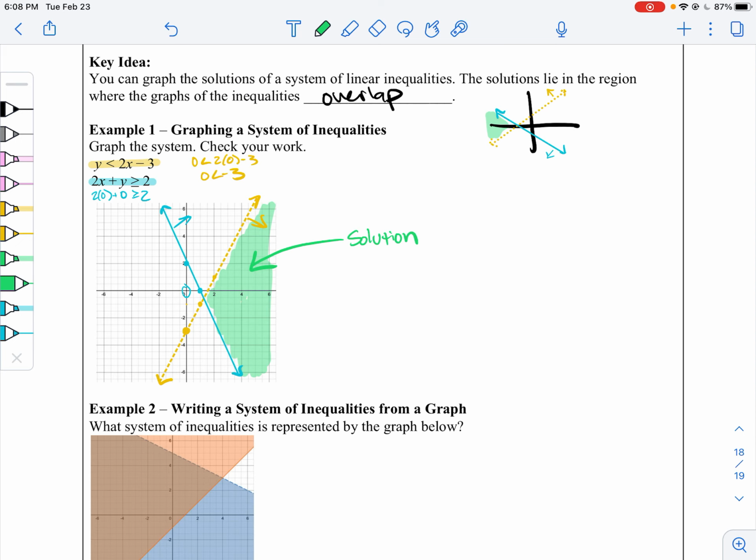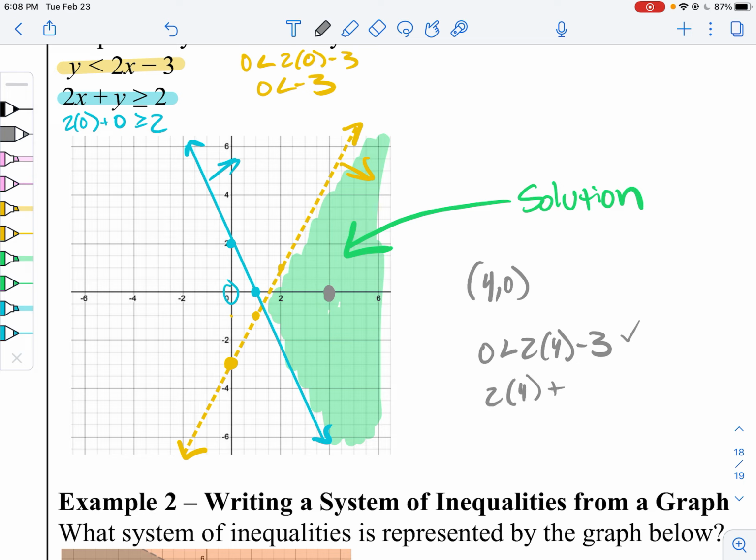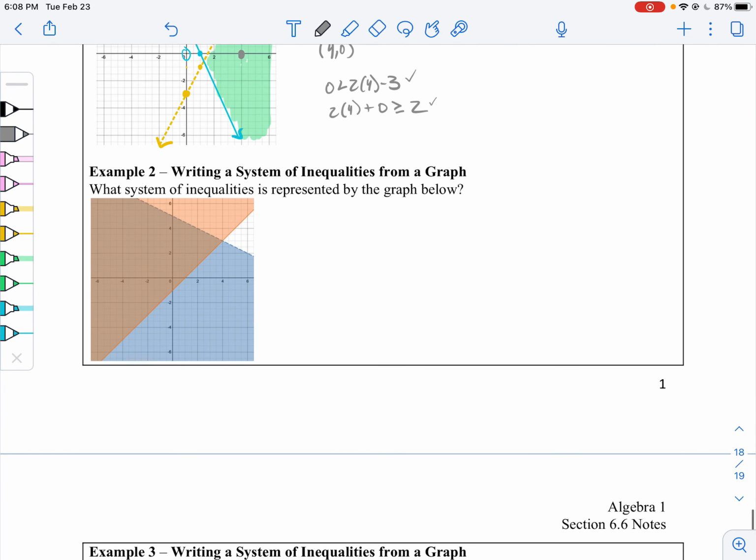Now we need to find a checkpoint. Let's use 4, 0. Is it true, if we use our checkpoint 4, 0, that 0 is less than 2 times 4 minus 3? Yes. Is it true that 2 times 4 plus 0 is greater than or equal to 2? Yes. So we did something right. Yay, checkpoint.